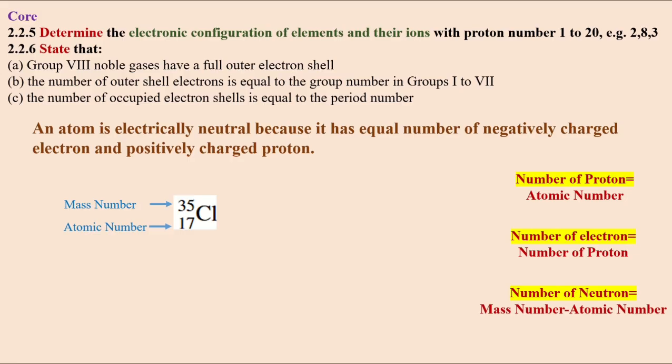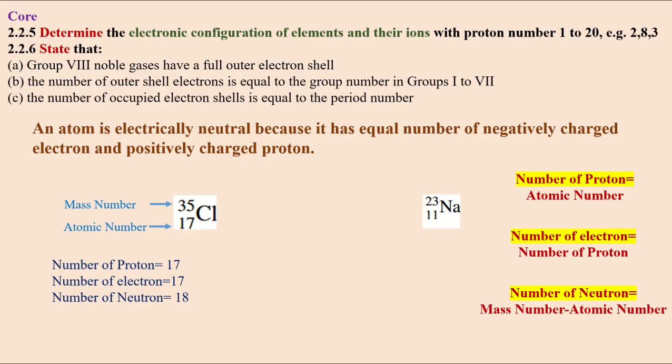Let's calculate the number of proton, electron and neutron of this atom. Number of proton is 17, number of electron will be 17 and number of neutron is 18, which is calculated by subtracting 17 from 35.